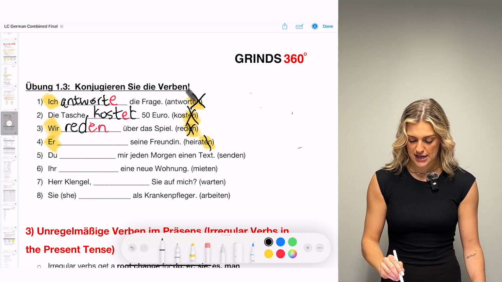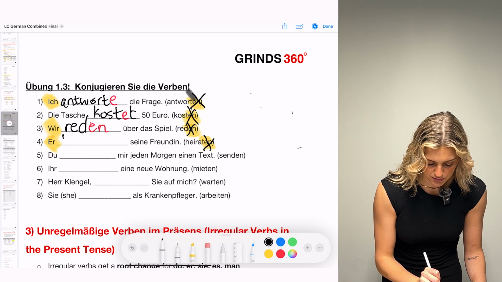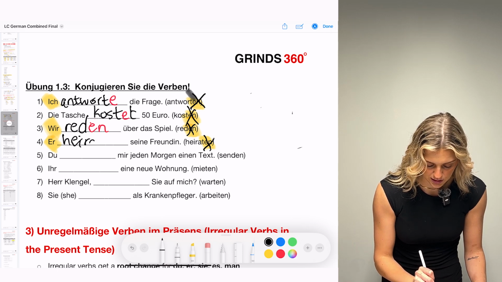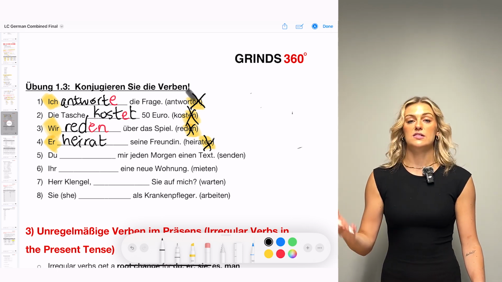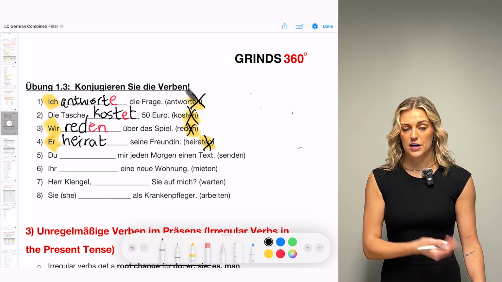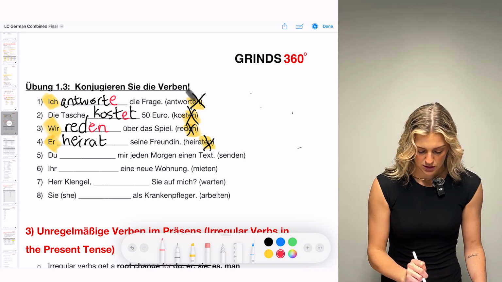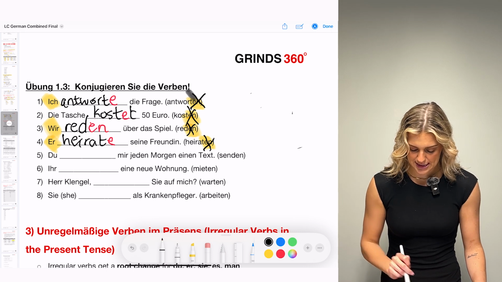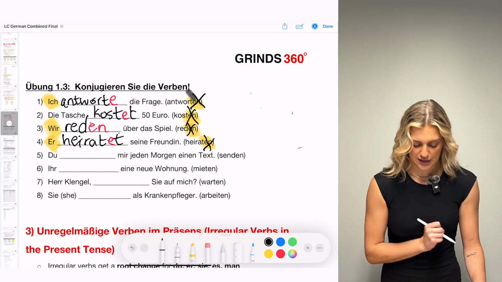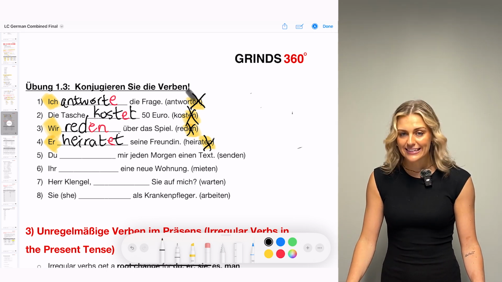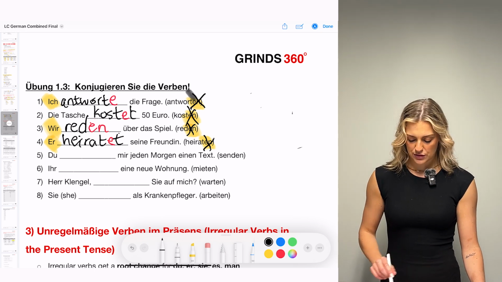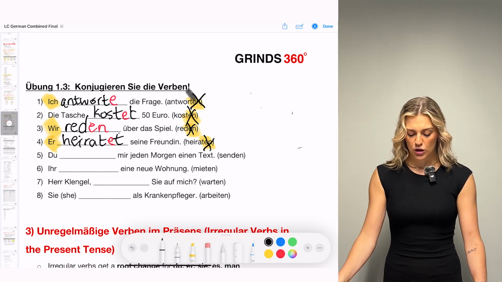So I take off my en, I'm left with heirat, okay? Because it's er, I need to add in my extra e. So remember, du, er/sie/es/man gets the extra e. So heiratet. Before I add on my ending, I put in an extra e. Heiratet seine Frau. Last one then, du something mir jeden Morgen einen Text.